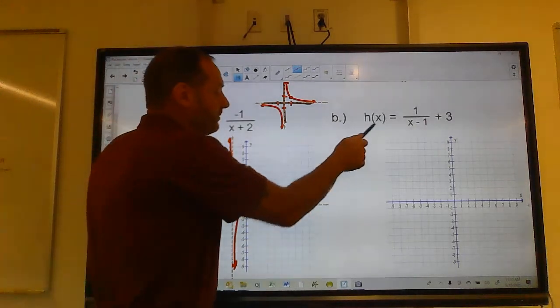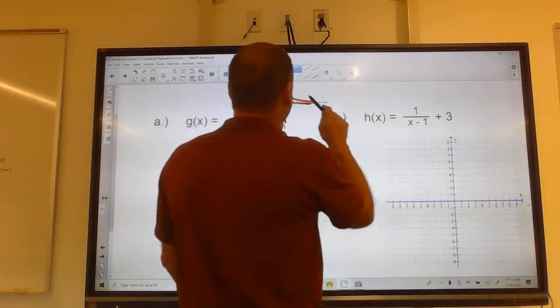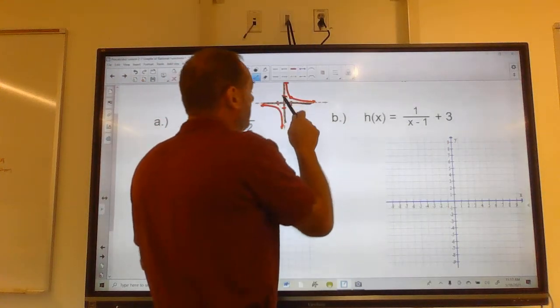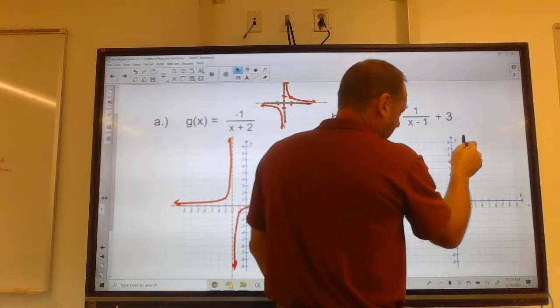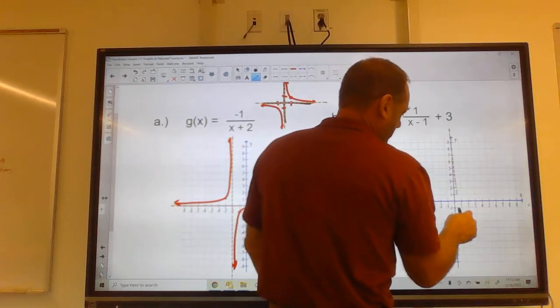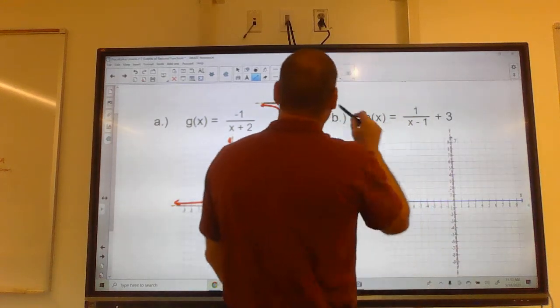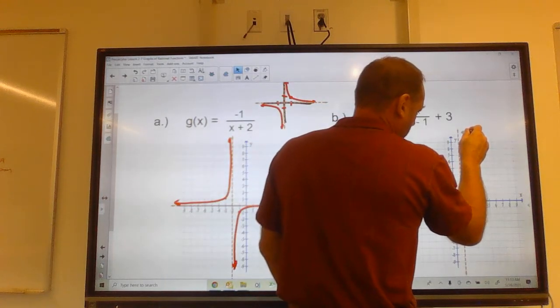Now this one here I can do by transformations as well. This one gets moved 1 to the right and 3 up. So I'm going to take my asymptotes and move them 1 to the right. The vertical asymptote that was here gets moved 1 to the right, so it's going to be right there.